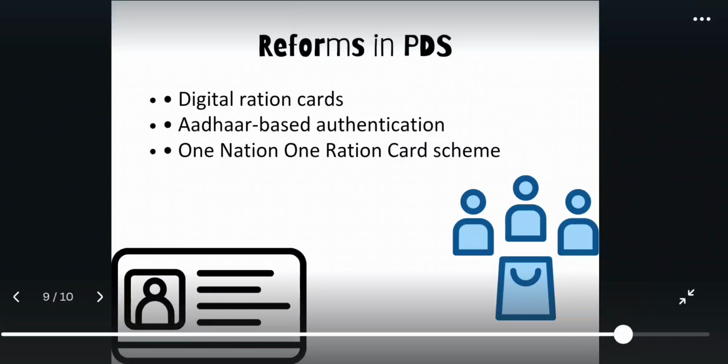Then there is use of EPOS machines, that is electronic point of sale, for transparency. Then, as well as direct benefit transfer in some areas to send money directly to the poor. So better monitoring through technology and online tracking has been started, and that's how things are getting smarter and easier and convenient for tracking.